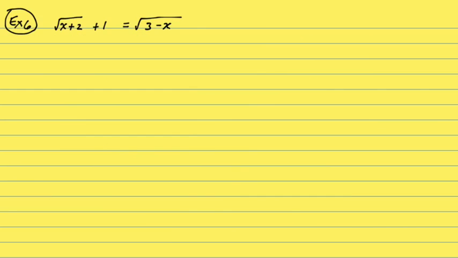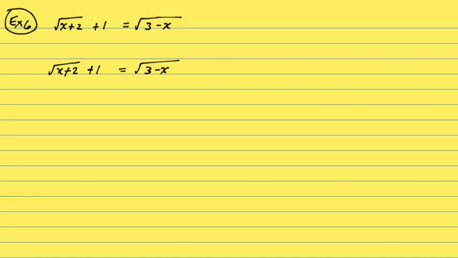Okay, after example 5, we're going to look at example 6. Remember, step 1 is isolate the radical. There's a problem here. This radical's isolated, but this one's not. So you can't really isolate a radical to start this question.